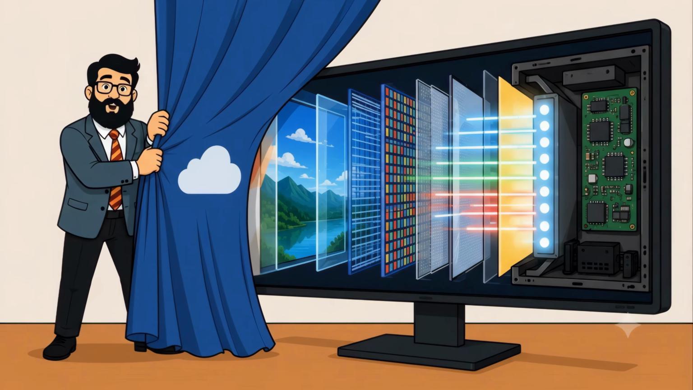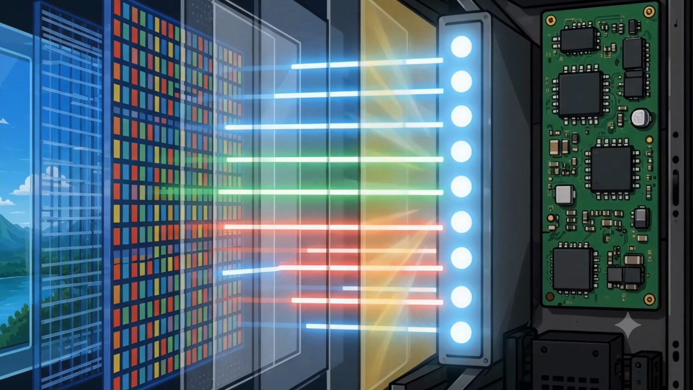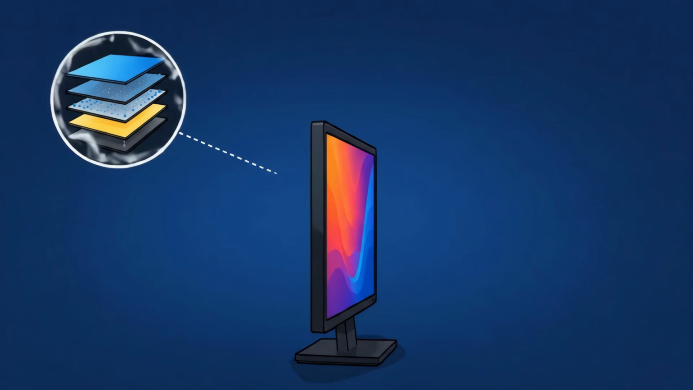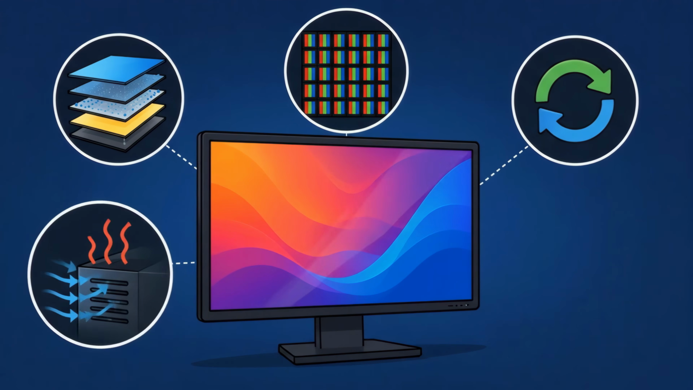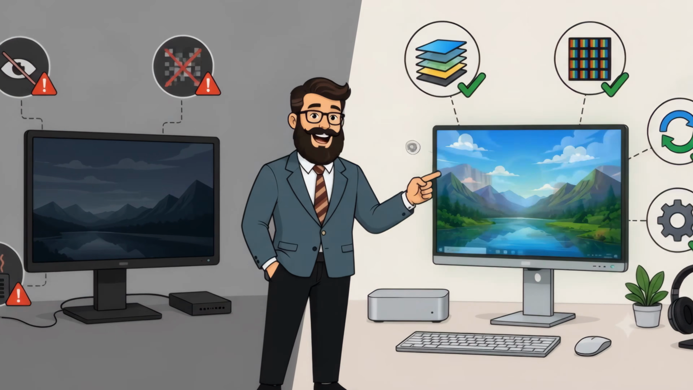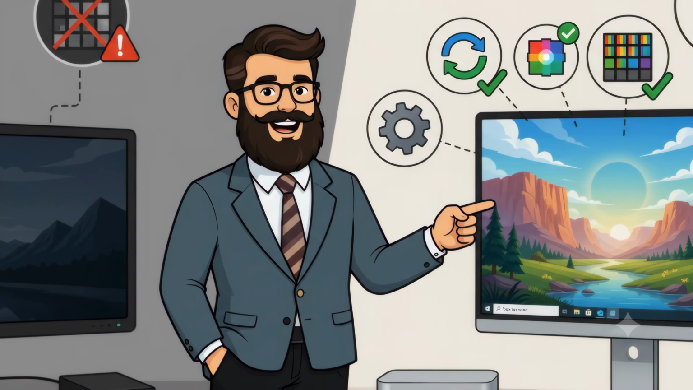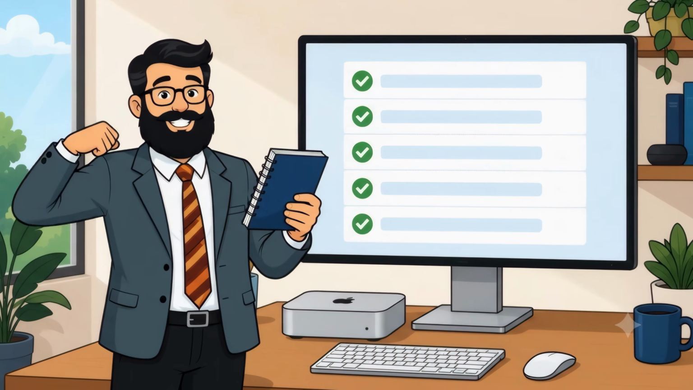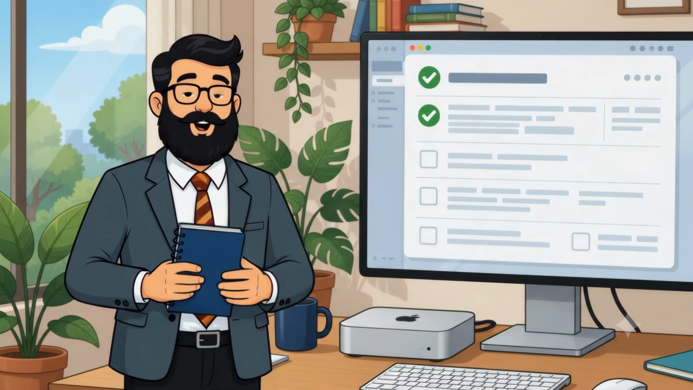Today, we are stripping away the marketing fluff and looking at the absolute reality of display physics. We're going to cover panel types, pixel density, refresh rates, hidden thermal dangers, and those incredibly annoying post-purchase quirks that nobody warns you about, along with the exact software fixes to make your third-party monitor behave exactly like an Apple display. Grab a notebook, stretch those shoulders, and let's explain exactly how to buy the perfect monitor for your Mac.